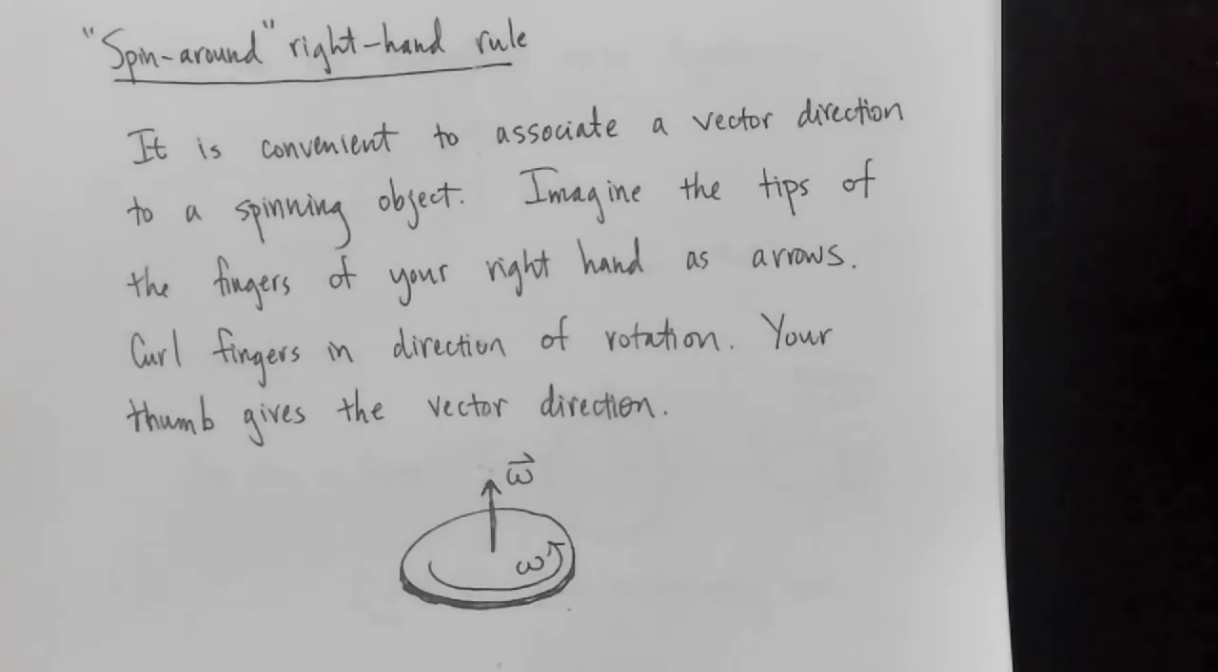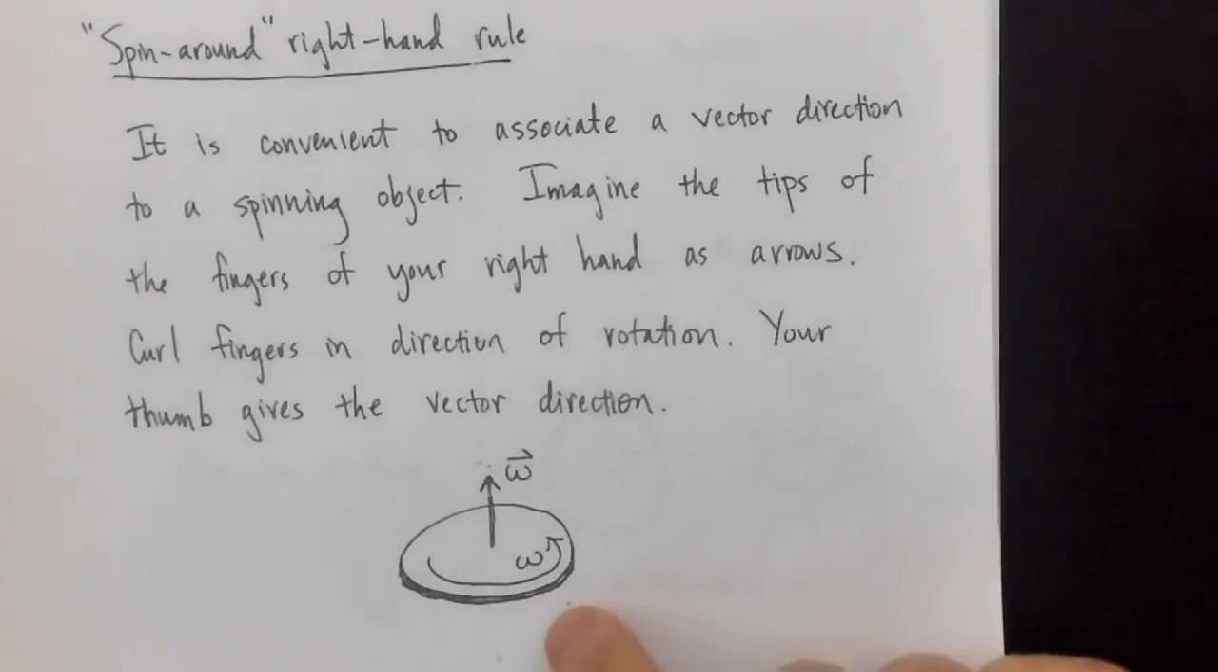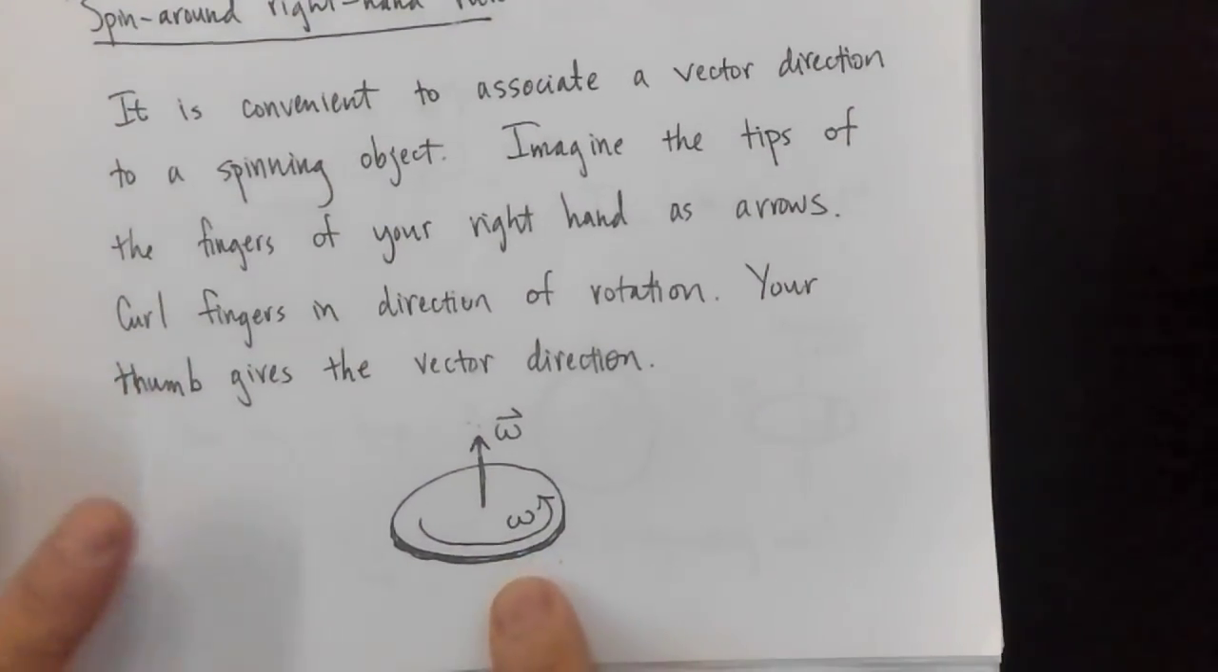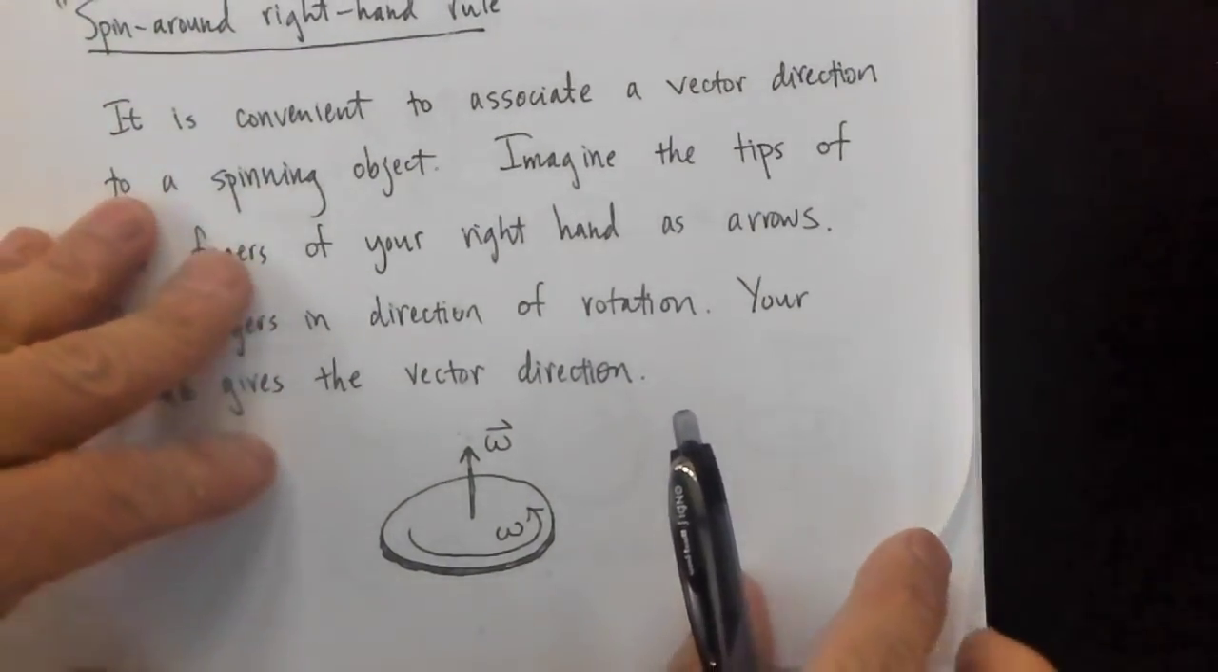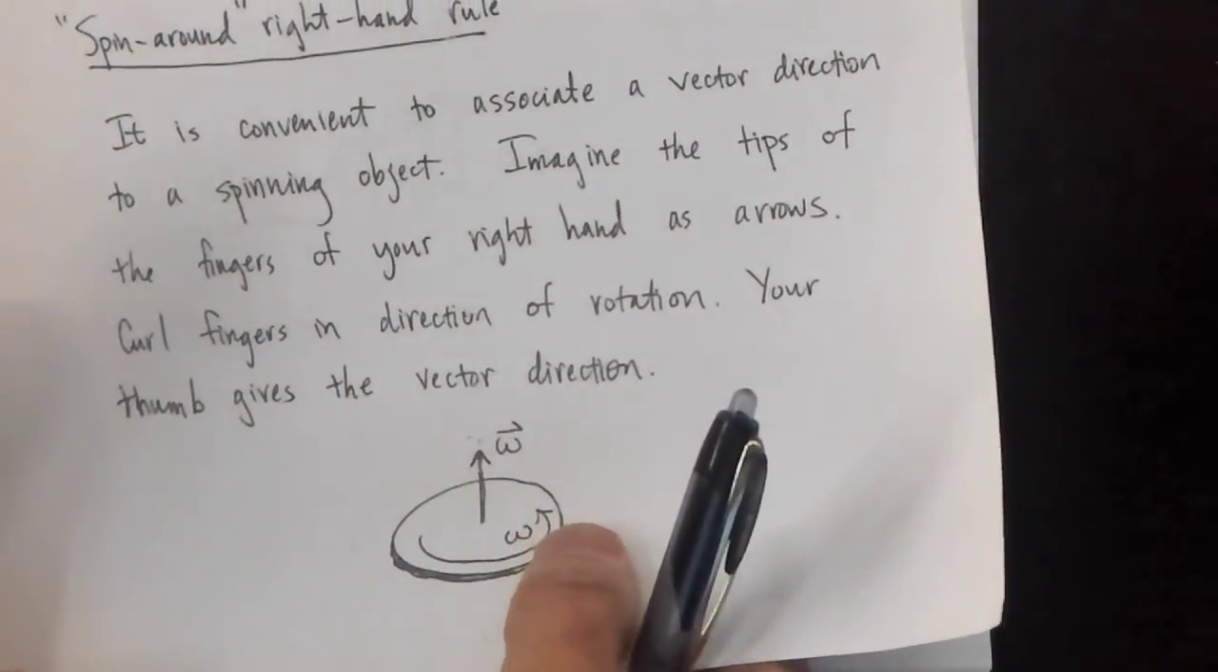Questions? So that's how the spin-around right hand rule works for rotation. Anything that rotates, the angular velocity, the angular momentum, which we'll talk about later as well. Okay. Questions?